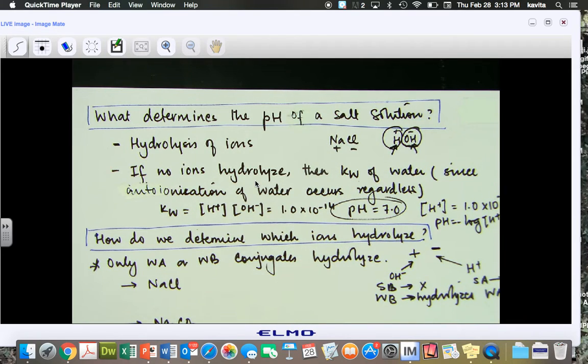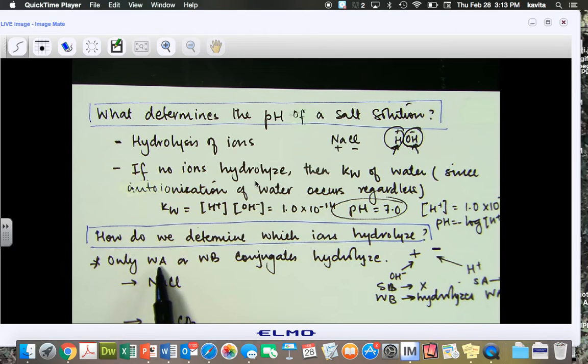So how do we determine which ions will hydrolyze? The ions coming only from a weak acid or weak base will hydrolyze. If the cation is coming from a weak base, then it will hydrolyze. If the anion is coming from a weak acid, then it will hydrolyze. Let's practice it here, guys.